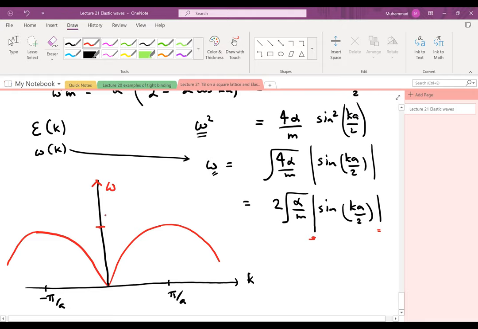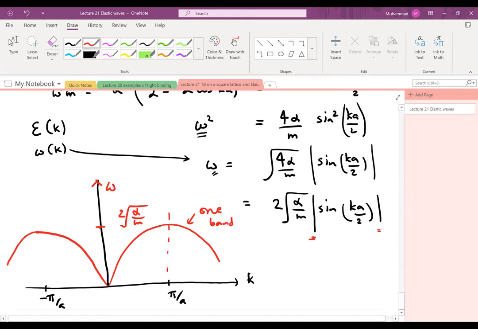This amplitude is 2 alpha over m. It's proportional to the strength of the coupling between the atoms, the spring constant, and inversely proportional to the square root of the mass of the atoms. And I only get one string, so one band.